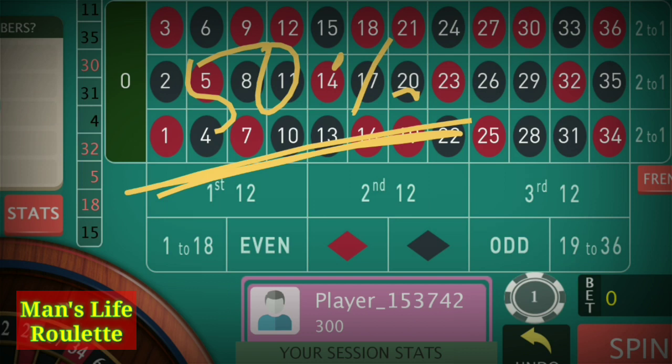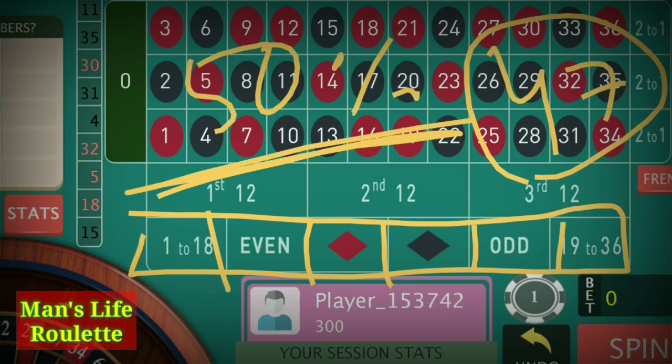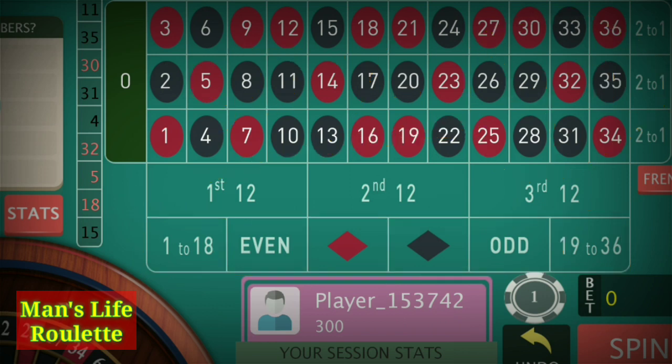So the first one, when you cover 50% of the table, not actually 50%, just a little bit less. If we play any of the outside bets, any of the six positions, then we'll cover only 47% of the table. And for this strategy, you have to increase your bets upon every losing spin, and also you have to decrease your bets upon every winning spin.